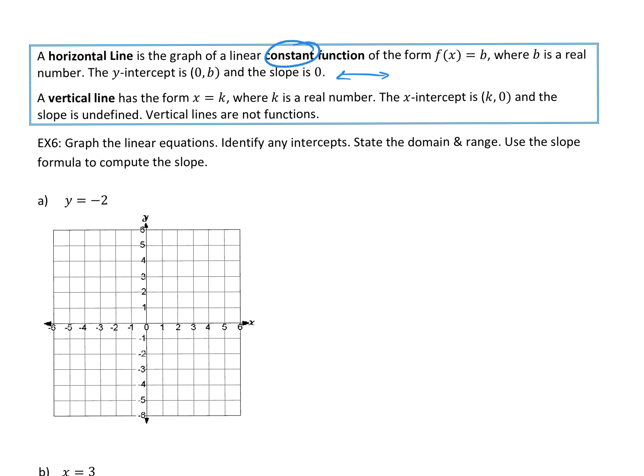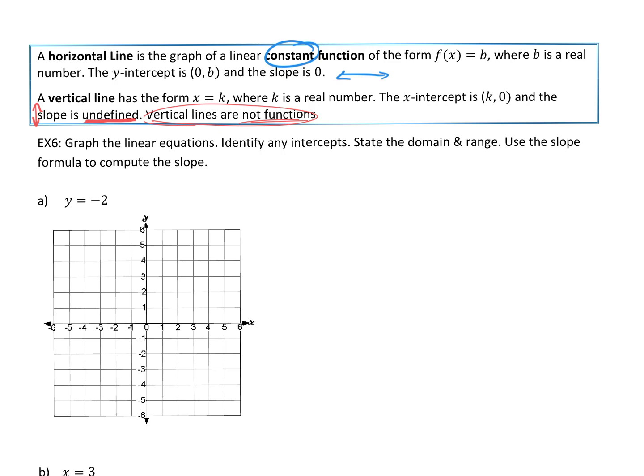Now for a vertical line, which has the form x equals k, where k is a real number, the x-intercept is (k, 0), and the slope is, careful, undefined. So the slope for a vertical line is undefined. And careful here, vertical lines are not functions. The only lines that aren't functions.